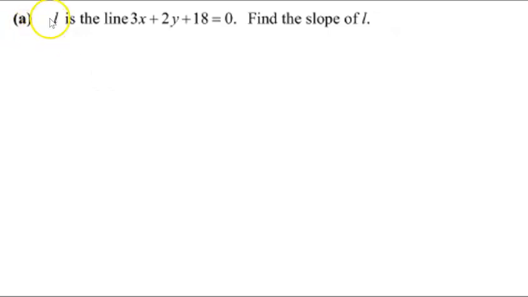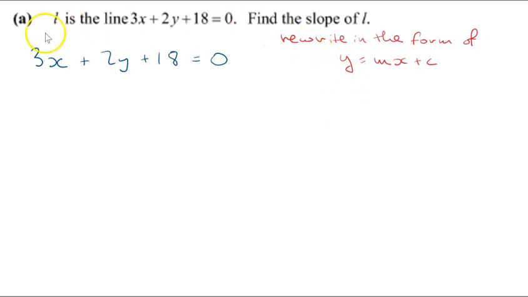Part A. L is the line 3x plus 2y plus 18 is equal to 0. Find the slope of L. So we're going to rewrite our line in the form of y is equal to mx plus c. So essentially we're going to get the y on its own.